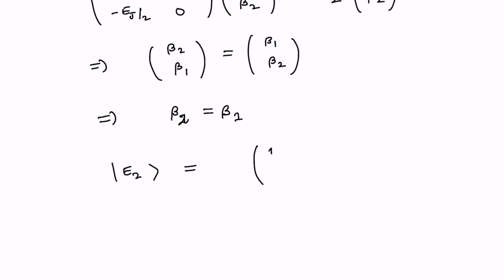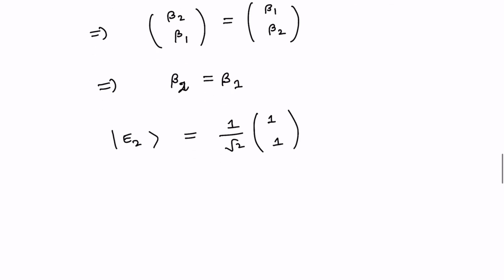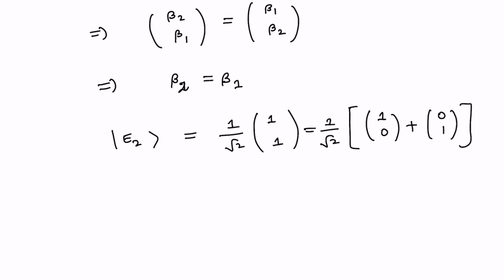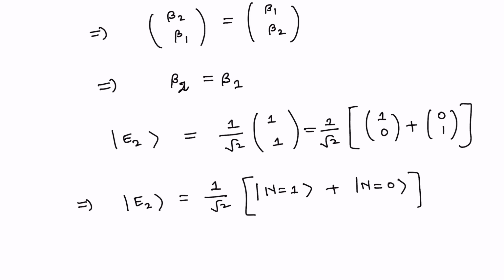You can take beta 1 is equal to 1, then beta 2 is also going to be equal to 1, and because of the normalization you are having 1 by root 2 there. You can write this as 1 by root 2 times (1 0 plus 0 1). By definition we have that ket E2 is equal to 1 by root 2, and 1 0 is represented as the charge state n is equal to 1, plus n is equal to 0, right? So this is what was asked, and this refers to the point B in the plot.